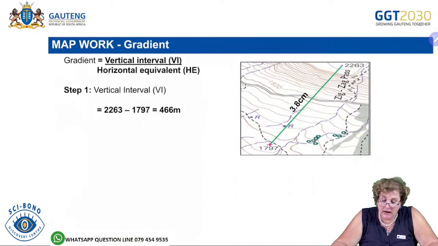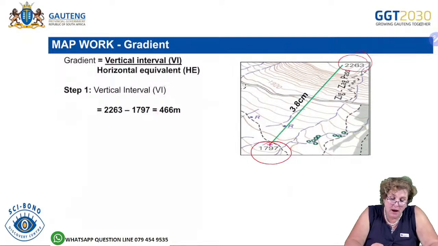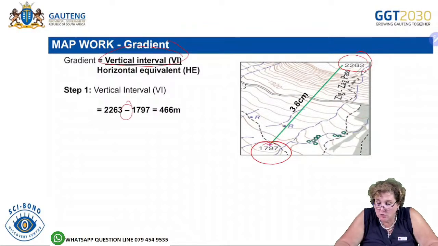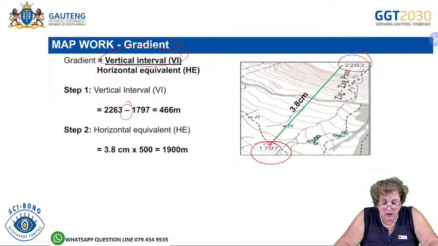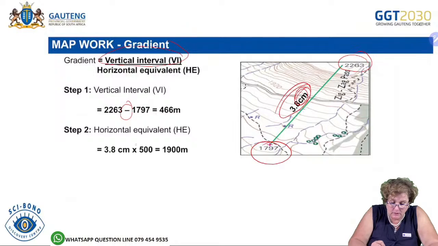So I say there I have my two areas. There's my spot height 2263. Spot height 1797. Step 1, I must determine the vertical interval. I'm going to subtract the two heights. Remember, height is in meters. Horizontal equivalent, there you can see we have measured it for you. You might measure it yourself. So it's 3.8, it is centimeters. What must we do with it? We must make it meters.